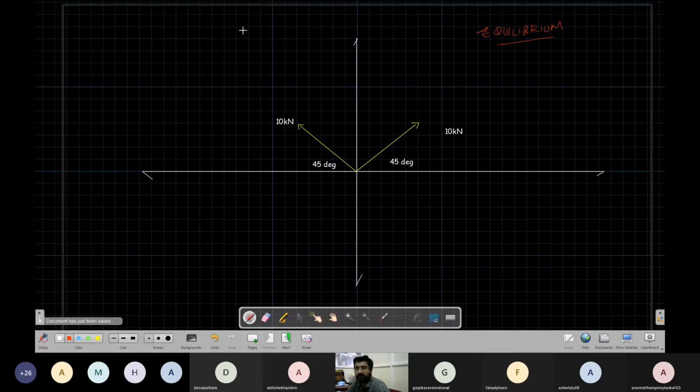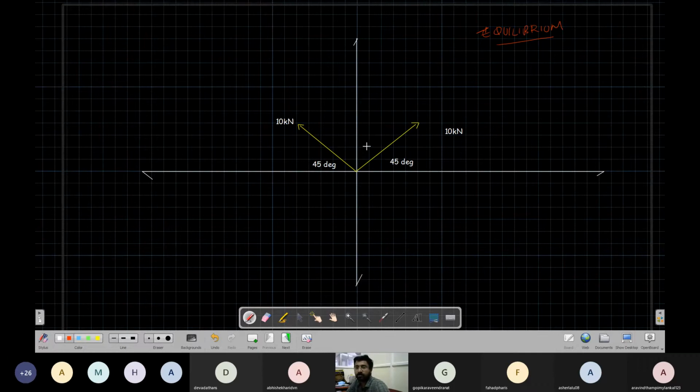Equilibrium means that when all the forces acting on a point, or concurrent forces acting on a body, result in zero force. If the resultant of all the forces is zero, we'll say that body is in equilibrium. Later we will see how it can be done.